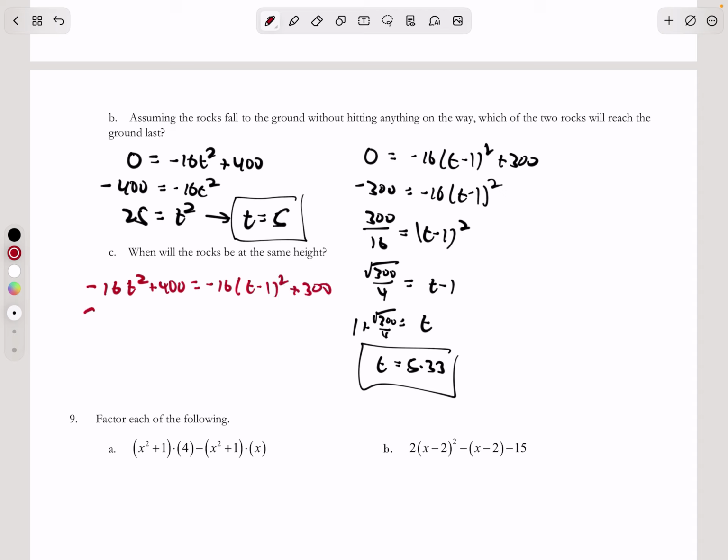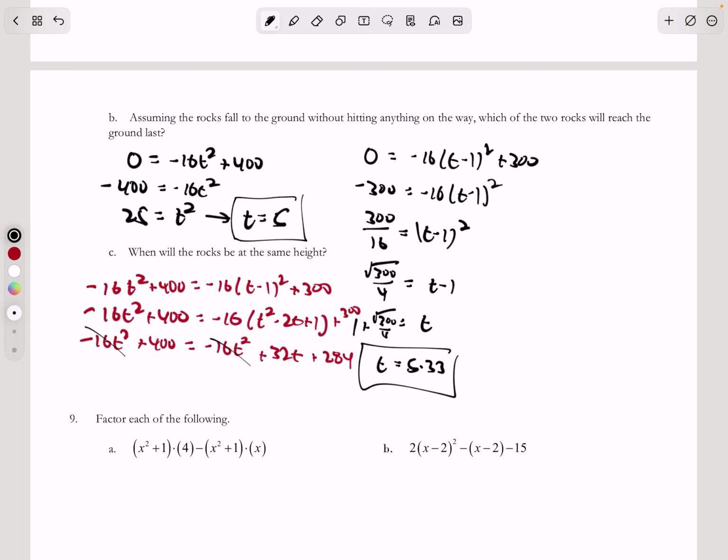I think the best thing to do is to expand negative 16 times t minus 1 squared, which is negative 16 t squared plus 32t minus 16, plus 300. So I get negative 16 t squared plus 400 equals negative 16 t squared. Those are going to cancel. That's nice. Plus 32t minus 16 plus 300 is going to be 284. So look, these cancel.